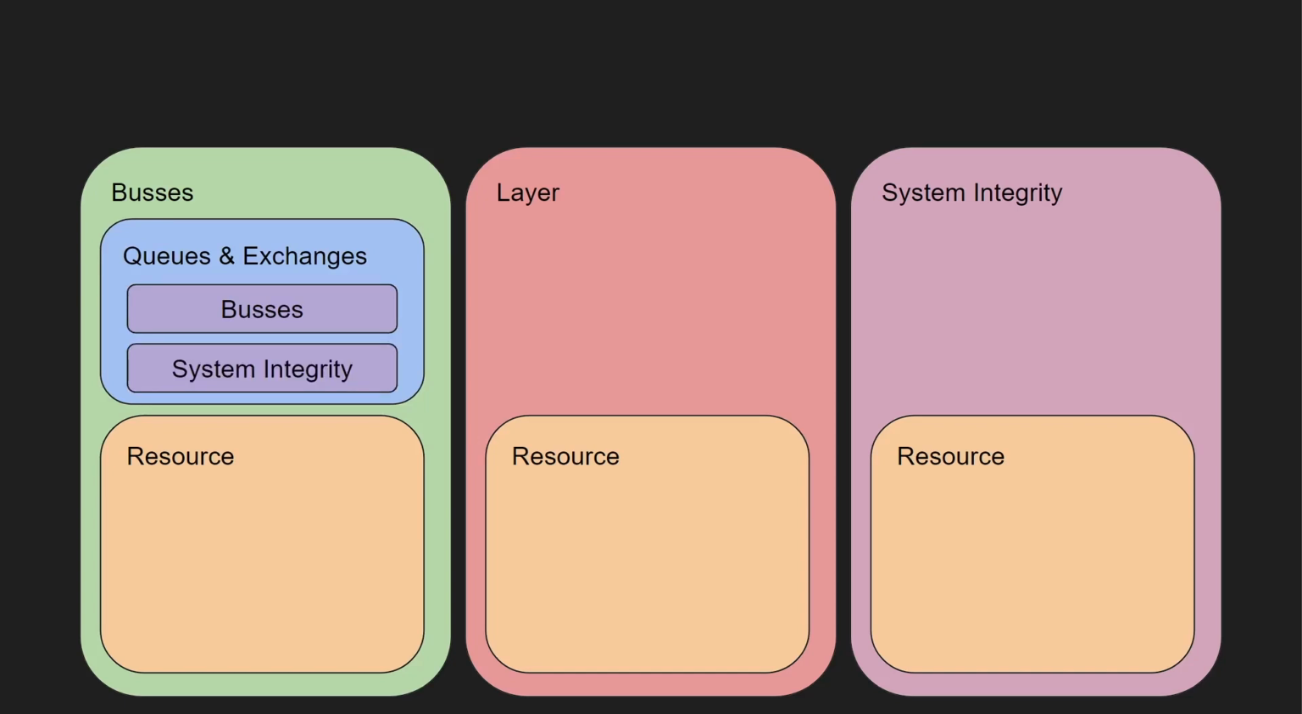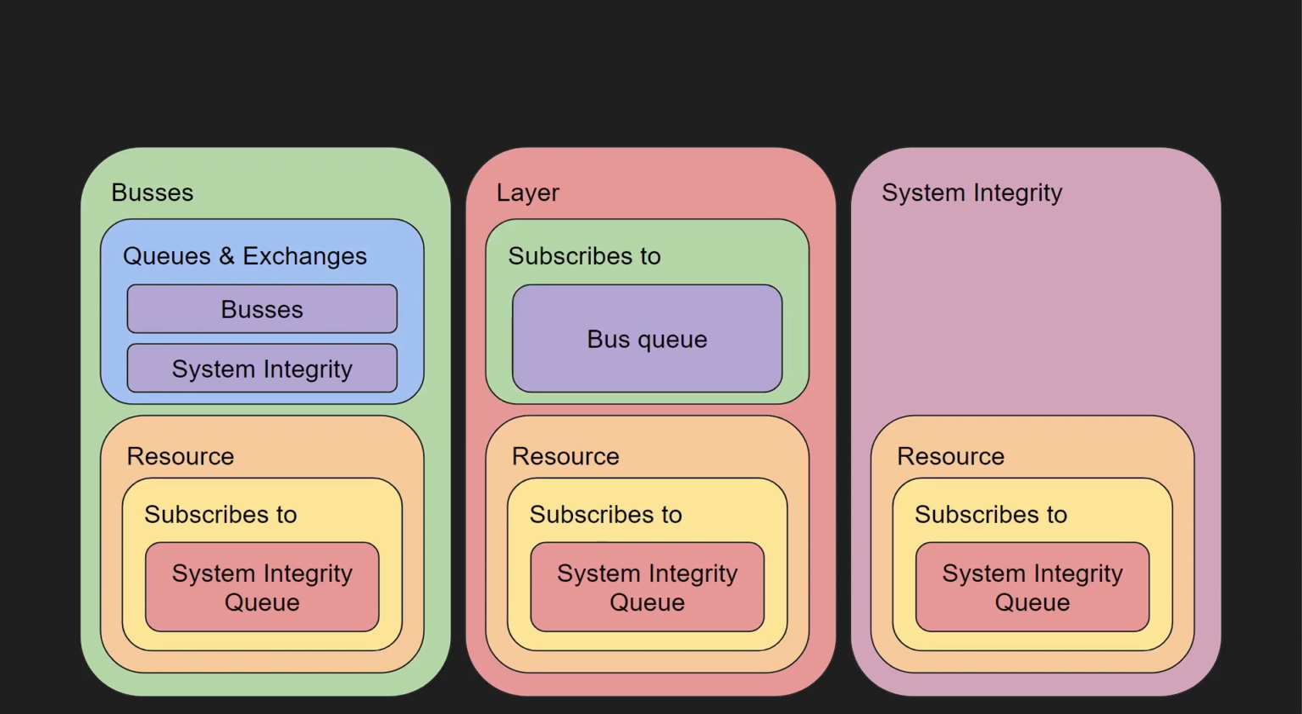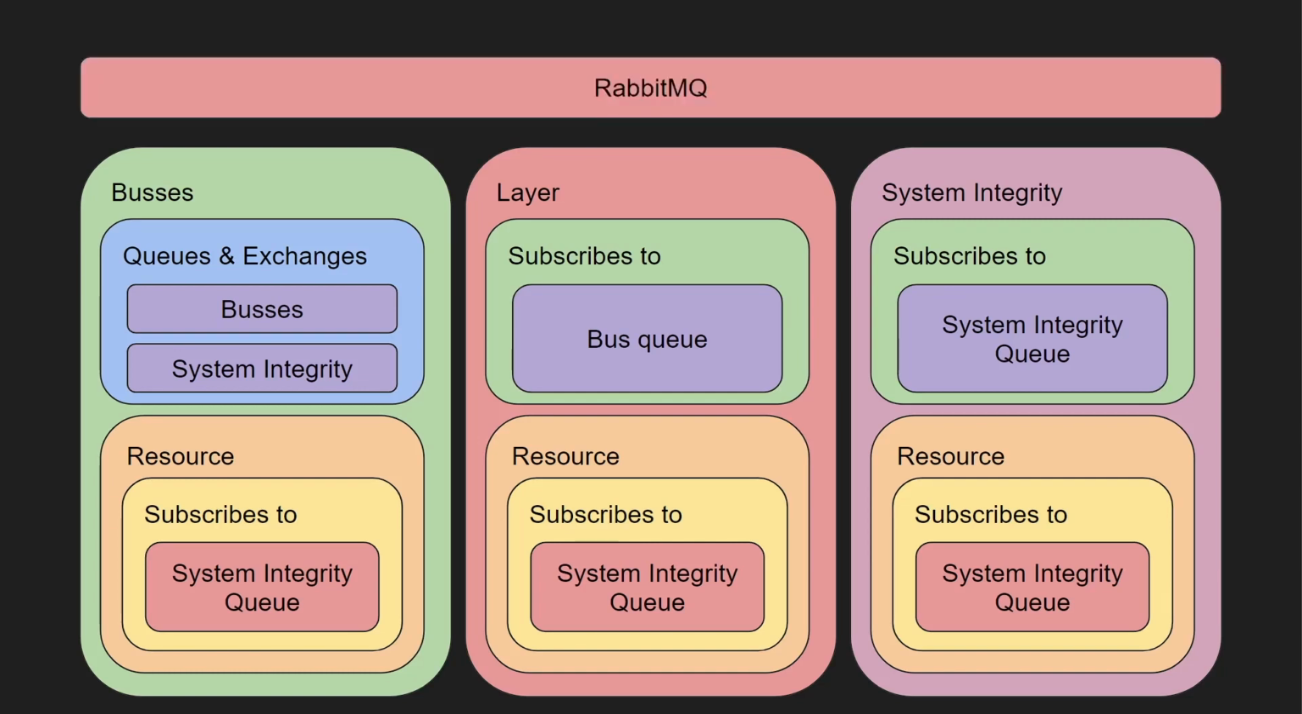In the resource module, it subscribes to the system integrity queue, where the callback for this queue fetches the function from the command and calls the function from the class that inherits the resource module. In the layer module, it subscribes to the bus queue, where the callback for this queue publishes the messages to the consumer local queue. In the system integrity module, it subscribes to the system integrity queue, where the callback for this queue starts the ACE cycle once all the checks have been passed. All the queues and exchanges are powered by RabbitMQ, and all the modules and services are coordinated by Docker Compose.